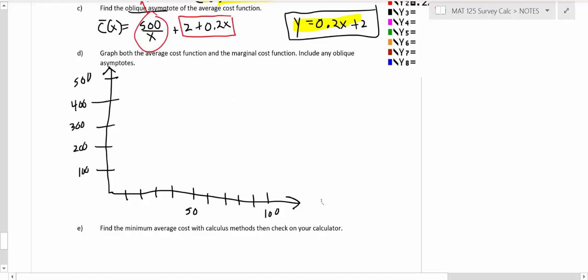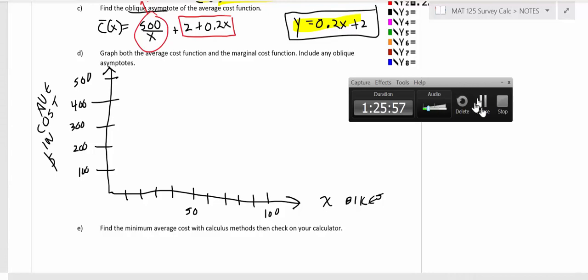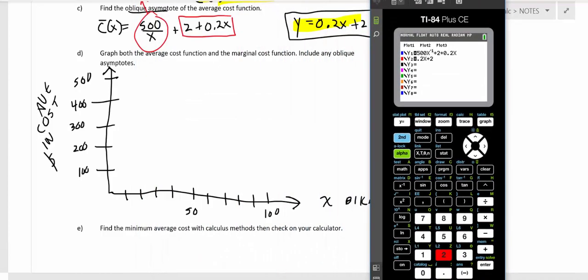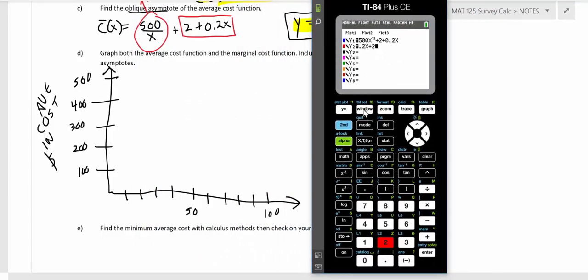So this is, I think, X bikes. And then this is average cost, and that will be in dollars. Okay, if you're a business person, you want to tell me what everything means in the graph then. Well, what we're going to do is get enough points to get a fairly reasonable graph on this. So you do need to set your viewing window on your calculator like this.